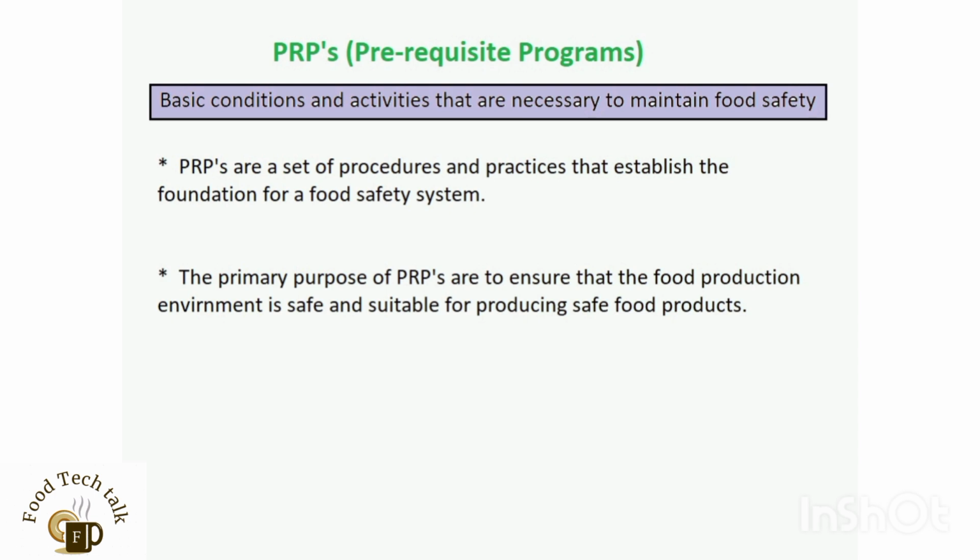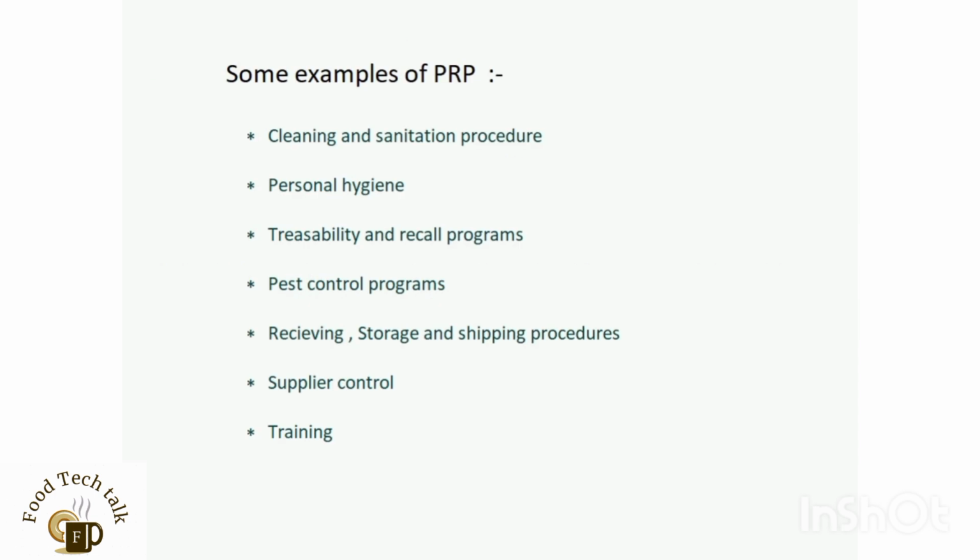Some examples of PRPs include cleaning and sanitation procedures, personal hygiene, traceability and recall program, pest control programs, receiving, storage and shipping procedures, supplier control and training, etc.